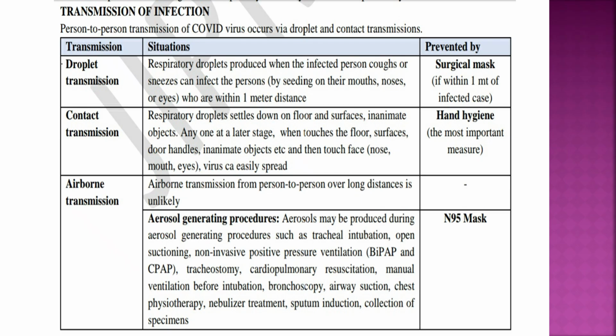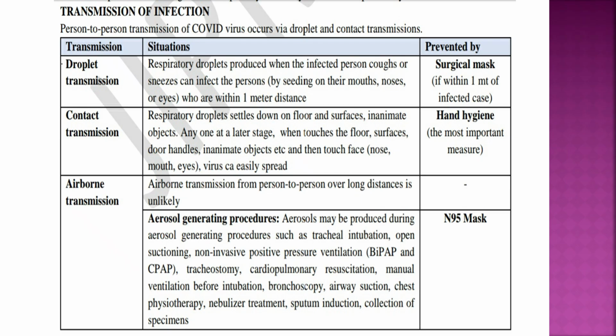Then second is the droplet transmission. So it can happen where the respiratory droplets produced when the infected person coughs or sneezes can infect the persons by settling on their mouths, noses or eyes who are within 1 meter distance. So the most important precaution here is a surgical mask if within 1 meter of the infected case.